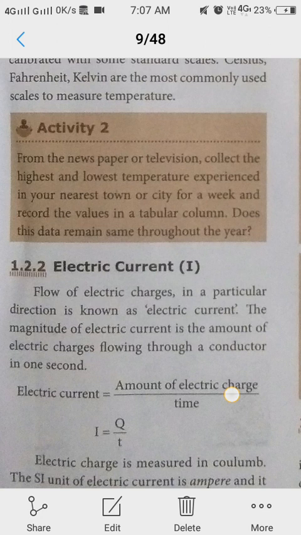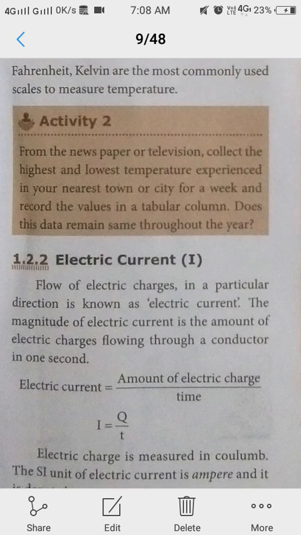Then what is the magnitude of electric current? Magnitude of electric current means the amount of electric charge flowing through a conductor in 1 second. So the magnitude of electric current is the amount of electric charges flowing through a conductor in 1 second.